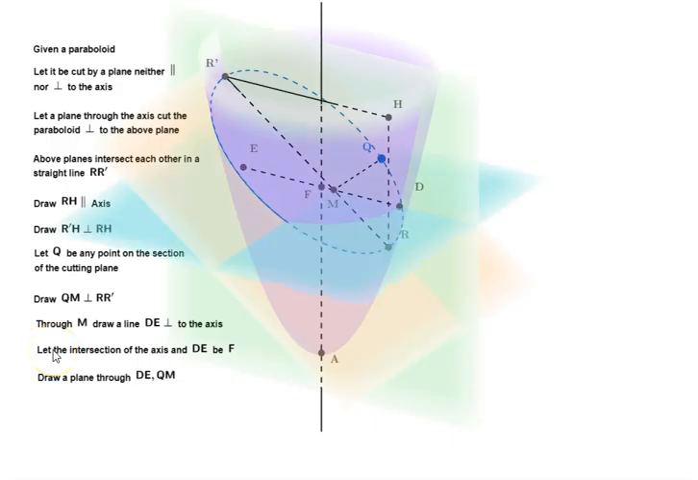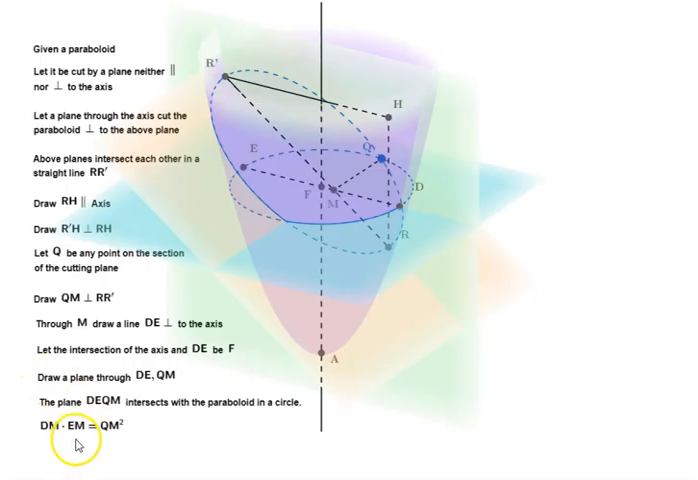And the intersection of this plane with the paraboloid would be a circle. So immediately you notice that we have a straight line DE on which we have a semicircle and we have a point Q on the semicircle and a perpendicular drops to DE, which means what? Which means the plane DEQM intersects with the paraboloid in a circle. That's fine. It means that DM times ME is equal to QM square.